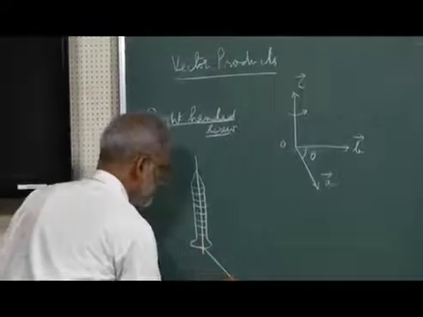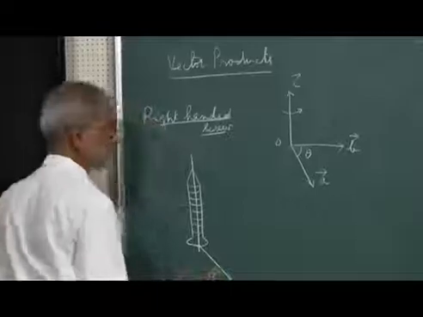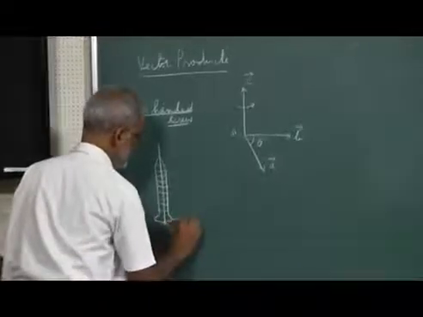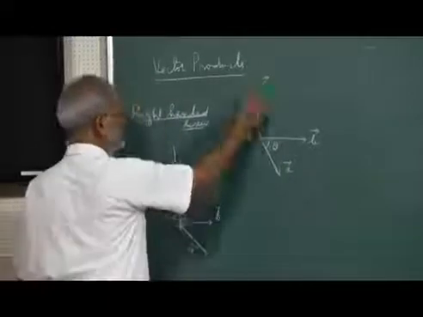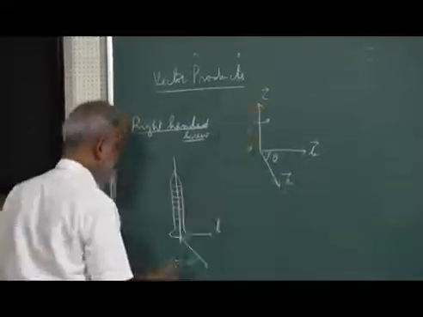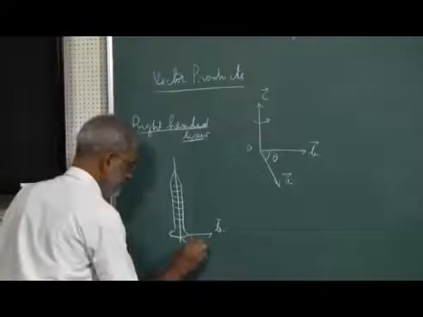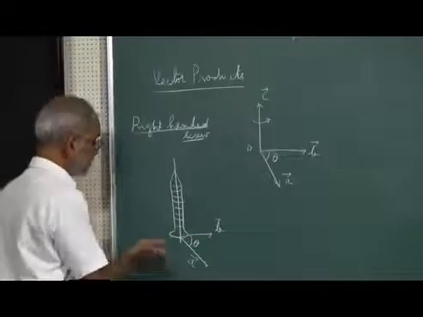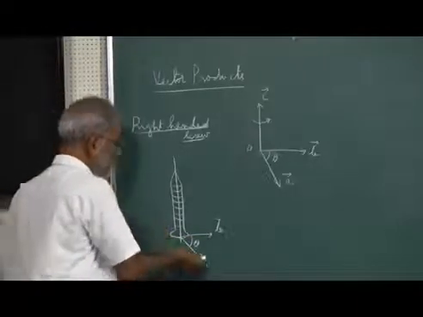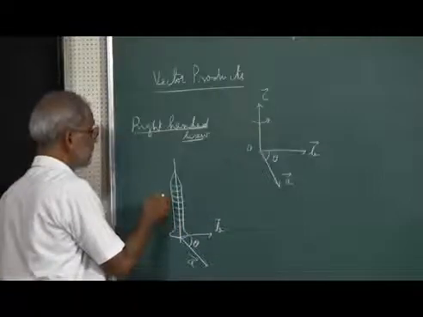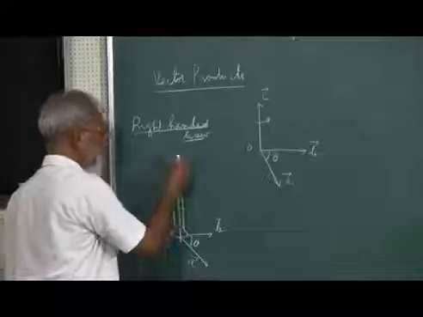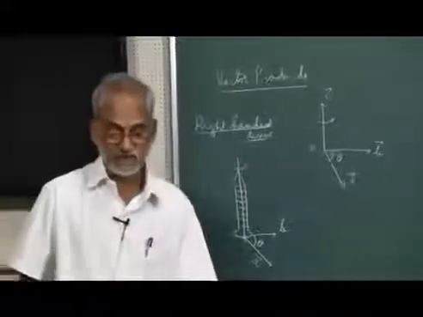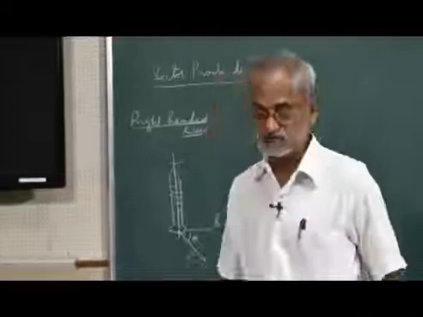Suppose this denotes the direction of A, and this is the direction of B. I am denoting the same thing actually. I could have drawn a screw here itself, but I did not want to complicate the diagram. Now when you rotate from A to B, the screw has to advance in the forward direction, the screw has to advance upwards. So this situation is denoted like this. What is a right handed screw?